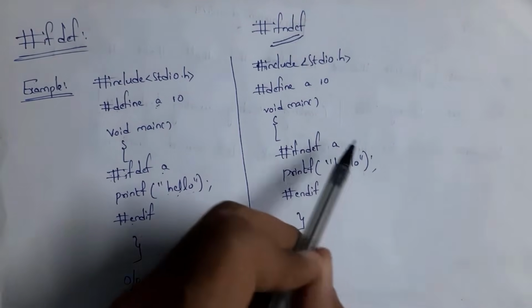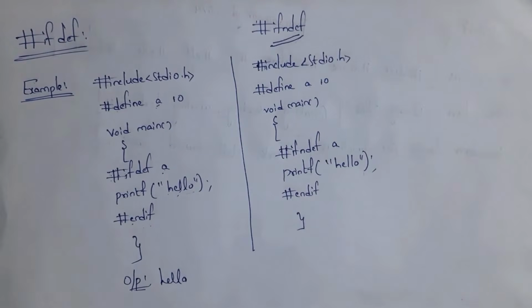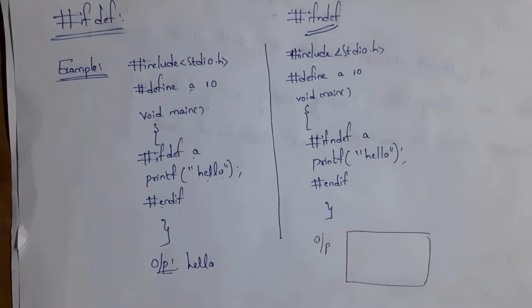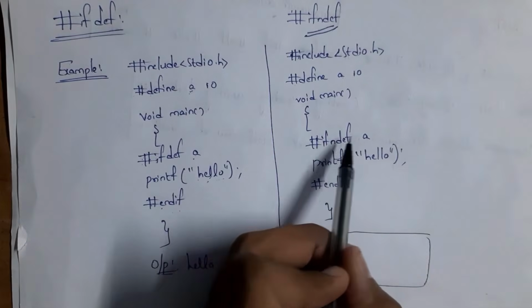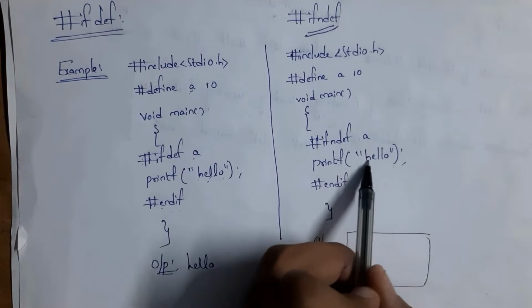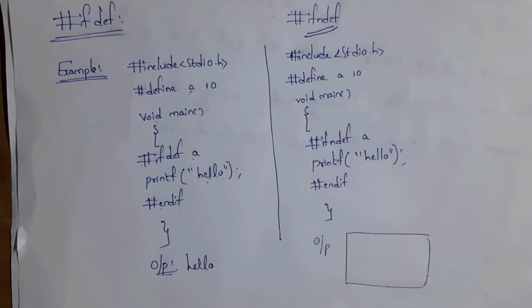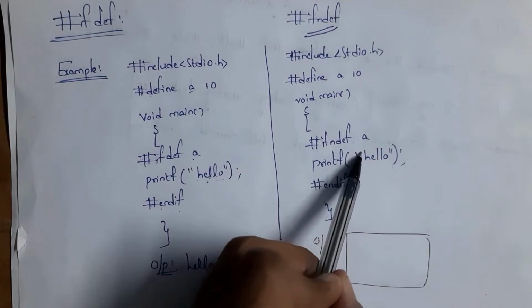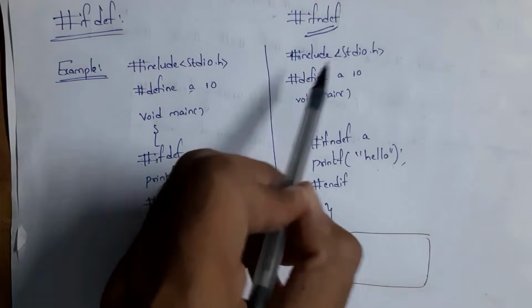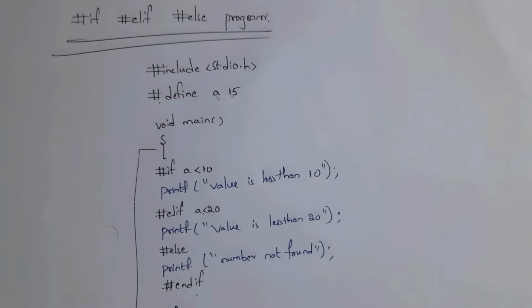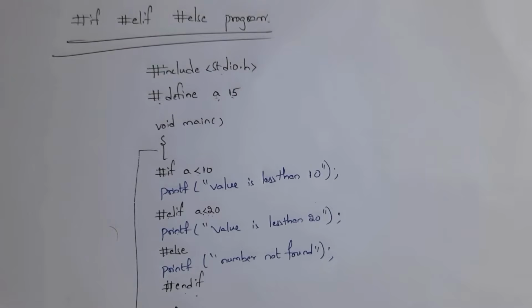Whenever I write this condition, I will get no output. I do not get any output, because here if I do not define a, then I need to get output hello. But here I already defined a, so you do not get any output. The condition is if not defined a, then I need to get output, but here I defined a, so I don't get any output. This is an example program for the #if, #elif and #else directives. This program is the same as the if, else if and else program. By seeing this example you can clearly understand.